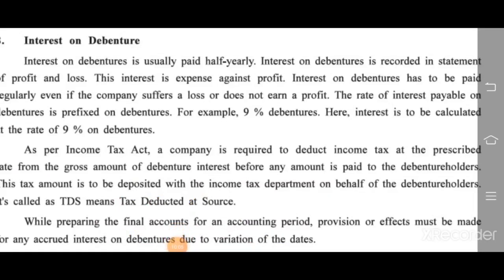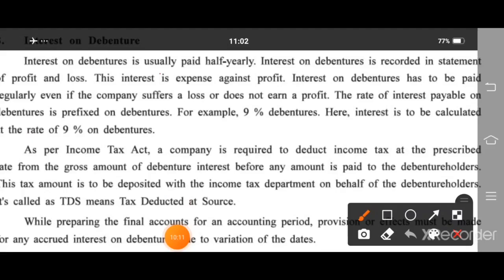Now, interest on debenture. Interest on debenture is usually paid half yearly. It is recorded in the statement of profit and loss. The interest is an expense against profit. Interest on debenture has to be paid regularly even if the company suffers a loss, because this is debt. Even if the company does not earn a profit, the company has to pay interest.